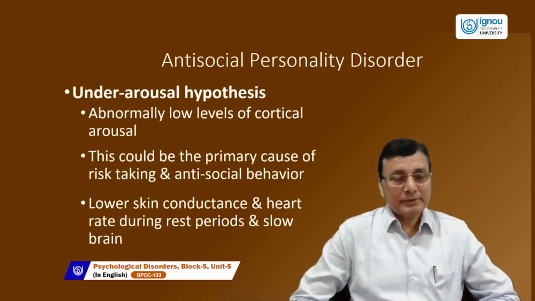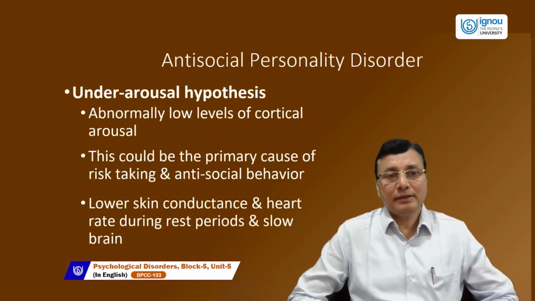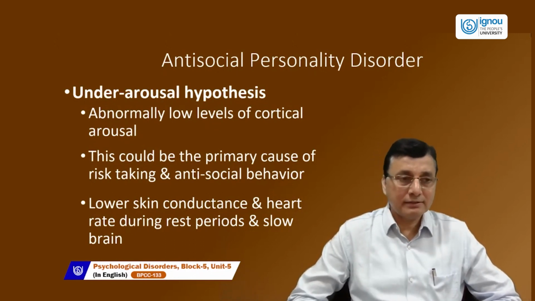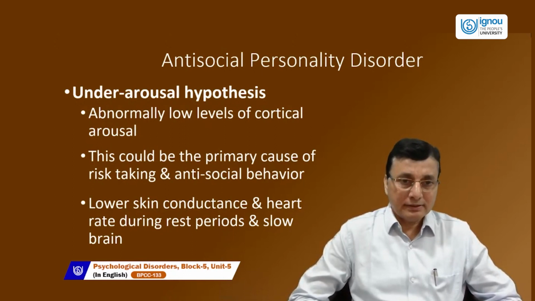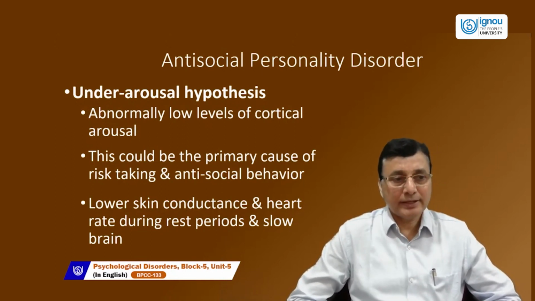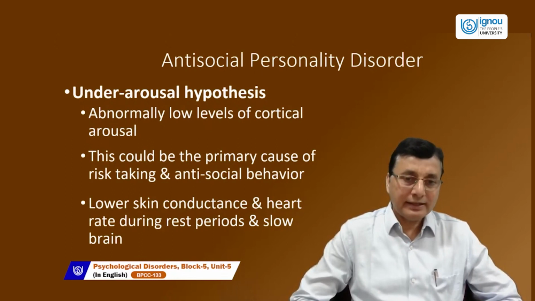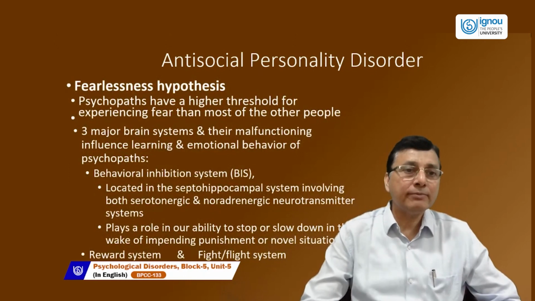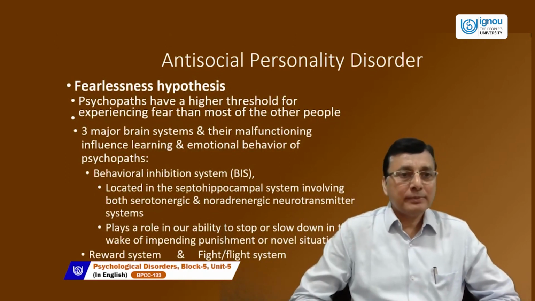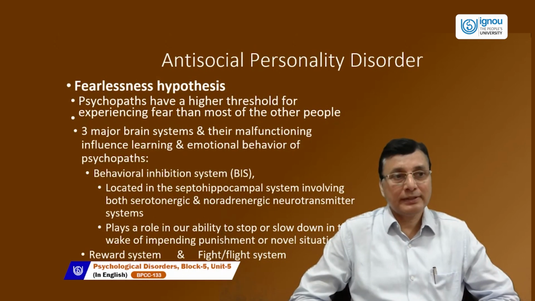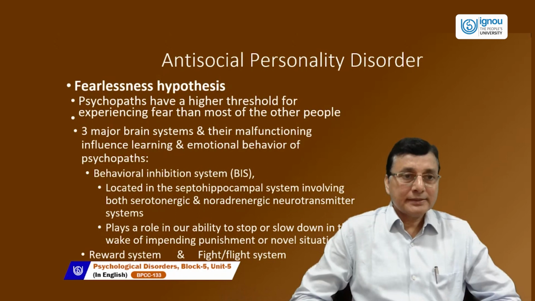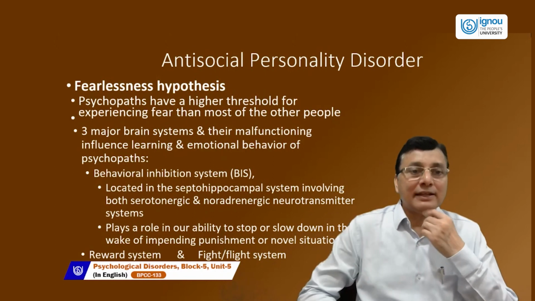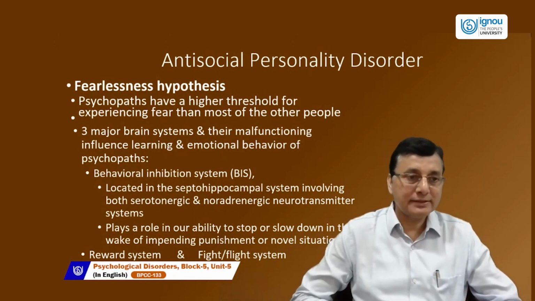So the under-arousal hypothesis is there, where there is abnormally low level of cortical arousal. This could be the primary cause of risk-taking and antisocial behavior. Lower skin conductance and heart rate during rest periods, and slow brain waves. Fearlessness hypothesis: psychopaths have a higher threshold for experiencing fear than most other people. Three major brain systems and their malfunctioning influence learning and emotional behavior of psychopaths.